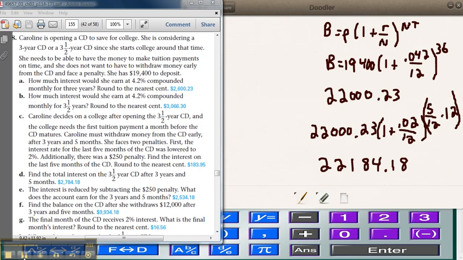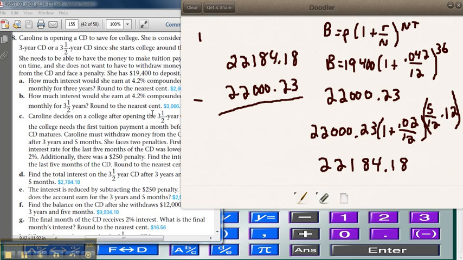Now we have this final amount, 22,184.18. That's how much we have in there after 3 years and 5 months. This amount up here was how much we had, principal plus interest, after 3 years. Now if I take the difference between those two, we can answer that last question, which says find the interest earned on the last 5 months of the CD. So we're going to go 22,184.18 minus 22,023.